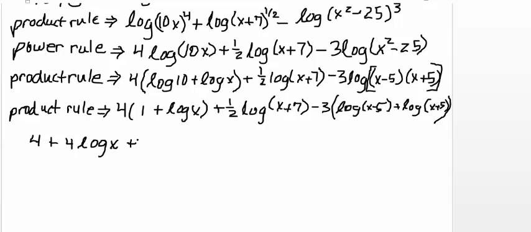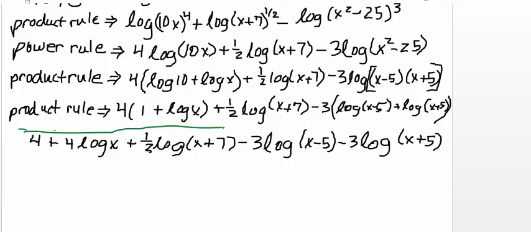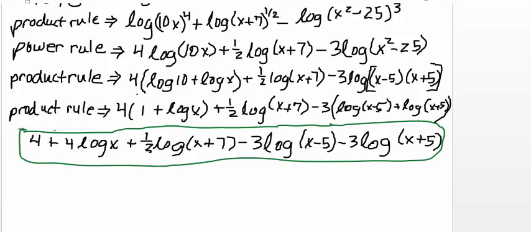And now let's use the distributive property. And we get our final, completely expanded version of the logarithmic expression that we started with.